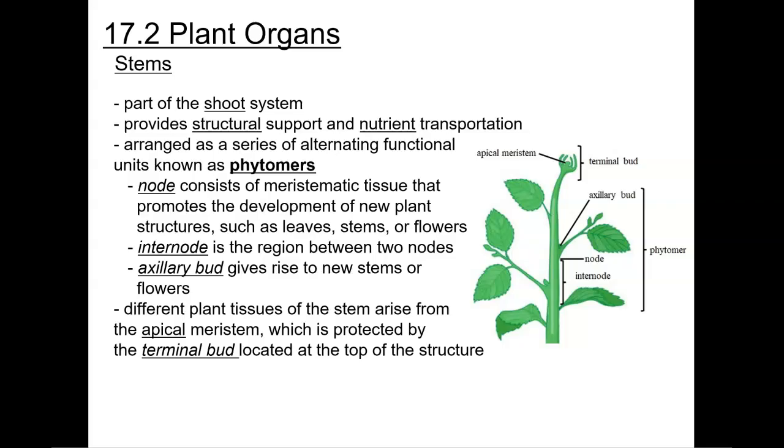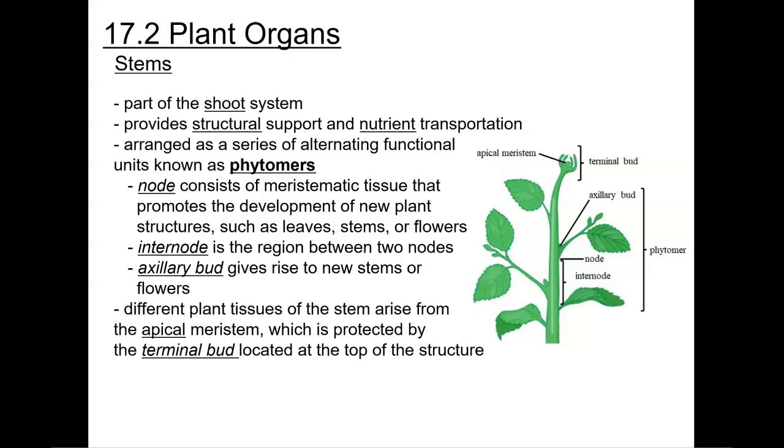Heading on into stems. Stems are going to be part of the shoot system. They provide structural support and nutrient transport, and they're arranged in a series of alternating functional units. These are known as phytomers. The node is going to consist of the meristematic tissue that promotes the development of new plant structures such as leaves, stems, or flowers. There, you're also going to have an internode. That's the region between the two nodes.